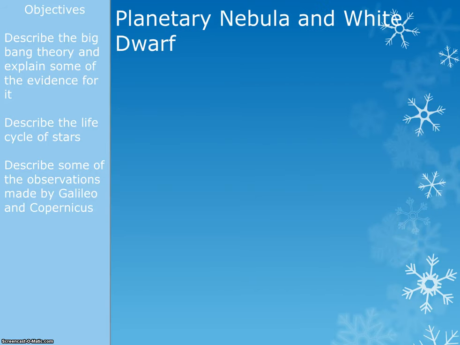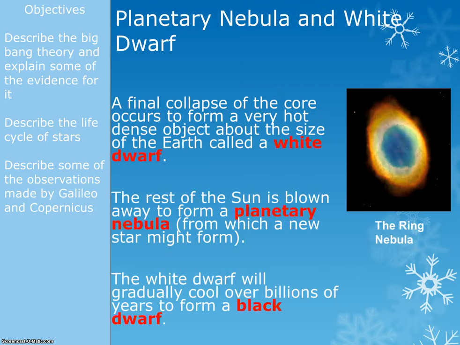So after it becomes a red giant, it gives off a nebula. So basically all the outer bit of the star just flings off into space as dust, which forms a planetary nebula from which new stars can form. And at the centre, what's left just in the middle, is what we call now a white dwarf. So it's still quite hot, which is why it glows white, and then it gradually cools until it's no longer giving off light and it becomes a black dwarf.